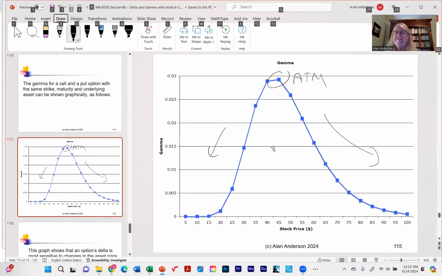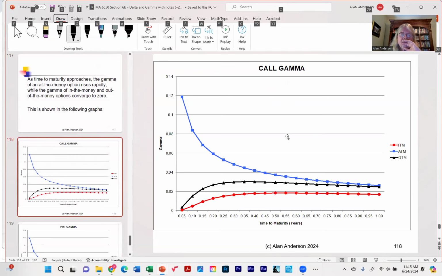Okay. Why do we have gamma? Well, if you're setting up a hedging strategy of some kind, you have to be aware that your strategy may need to be adjusted if market prices change because the deltas are going to be affected. So the gamma lets us figure out how much is going to happen and how much we may have to change our strategies. And you can see, just like before, the gammas change over time. The at the monies spike up as we get towards maturity. The other two converge to zero. And that's true for both calls and puts.